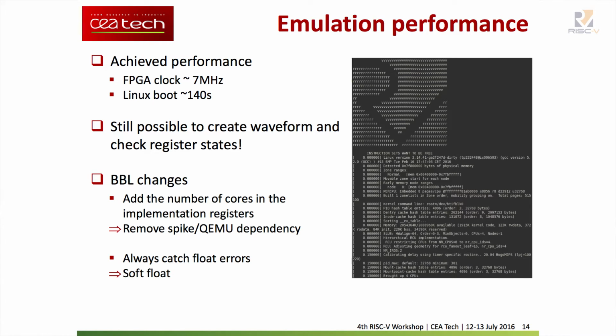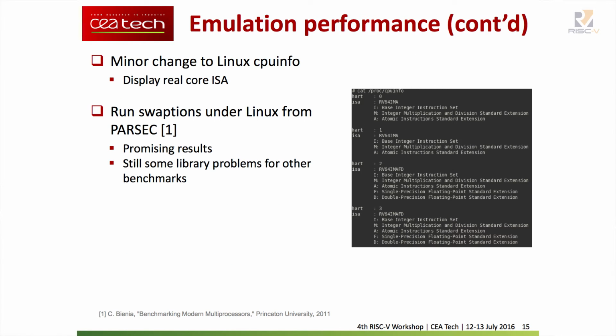And so for those who have used the Berkeley bootloader, we've made minor changes to it just to remove the Spike dependency for the number of cores. We also trap float errors in order to handle the lack of FPU in small cores. We also changed the Linux CPU info functions in order to display the real ISA of each processor.